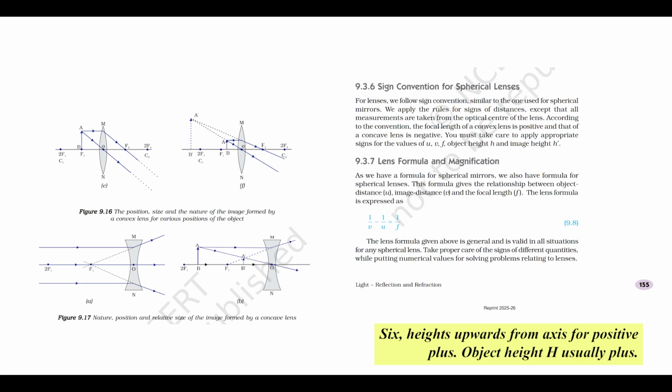Object height h is usually positive. Heights downwards from the axis are negative, so an inverted image height h' is negative. Now, the crucial part: the focal length of a lens.